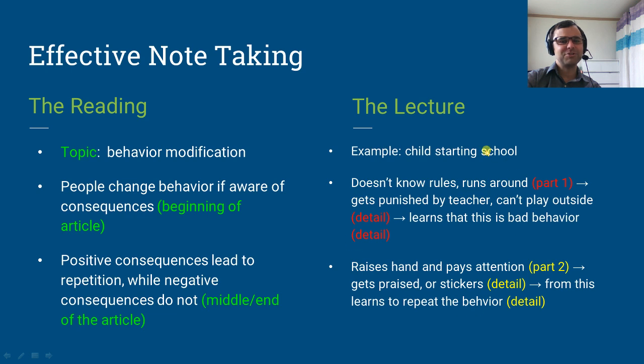So then the lecture comes up. And in this case, it's one example with 2 parts. So I made note of the example, child starting school. And then I got the first part of this example. Doesn't know rules, runs around. And then I got a detail. Gets punished by teacher, can't play outside. Then I got another detail. Learns that this is bad behavior.